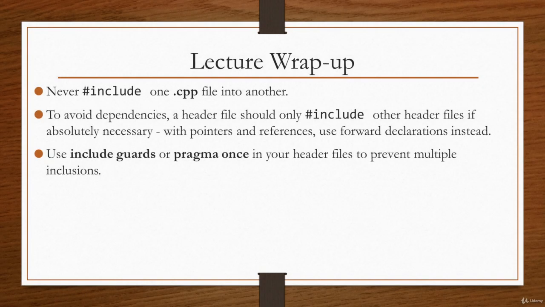Okay, let's wrap up this lecture. Just a few final notes. Never pound include one .cpp file into another. You want to pound include .h files into .cpp files, but you're not going to pound include .cpp files, right? To avoid dependencies, as I mentioned, the header file should only pound include other header files if absolutely necessary. And as I mentioned, with pointers and references, you can use forward declarations instead. That is, if you have pointers and references in your class definition, you can use a forward declaration as opposed to including a header. In that way you avoid dependencies, and you want to use include guards or pragma once in your header files to prevent multiple inclusions.